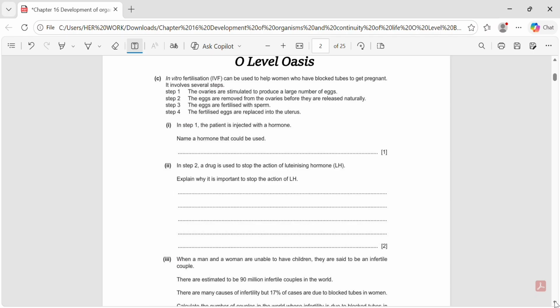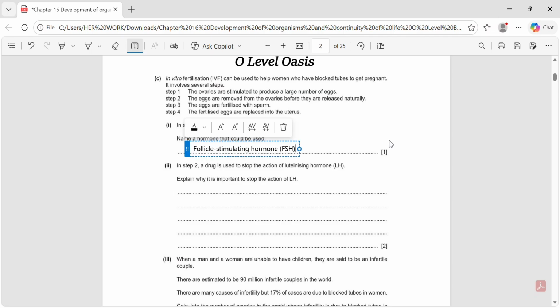In simple understanding, this question is describing the IVF process, where fertilization happens outside the body and then the embryo is placed back into the uterus. The first step focuses on stimulating the ovaries so that more eggs are produced than usual. So here, we need to identify which hormone is responsible for stimulating egg production and write its correct biological name.